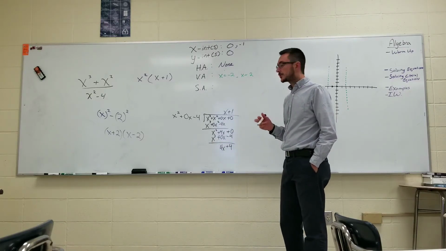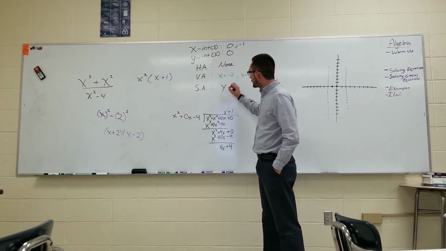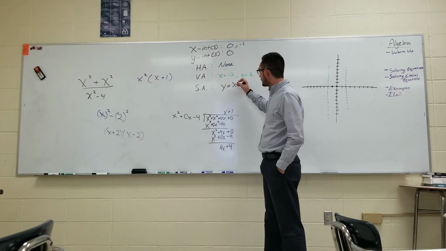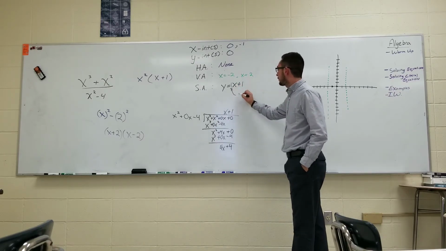For slant asymptotes, all we care about is this part, and that's actually going to give us the equation of a line that represents that slant asymptote. If you want a slope in there, it's just going to be a 1.